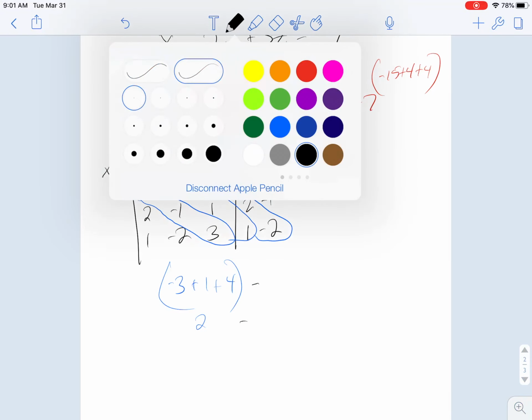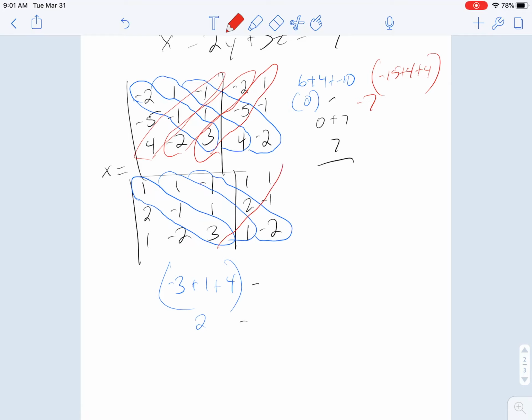We're going to subtract. And we've got a second set. We'll put it in red. 3 times 2 times 1 is 6. -2 times 1 times 1 is -2. 1 times -1 times -1 is 1. We're going to get 4 plus 1 is 5. So this is going to give us -3: 2 minus 5 is -3. So x is going to be -7/3.